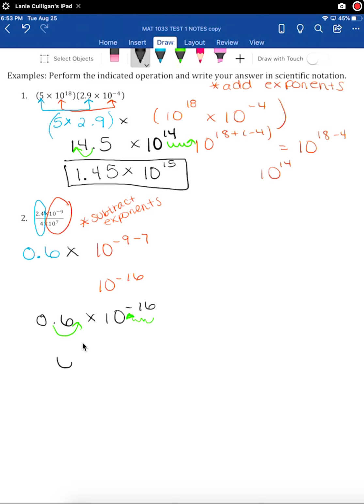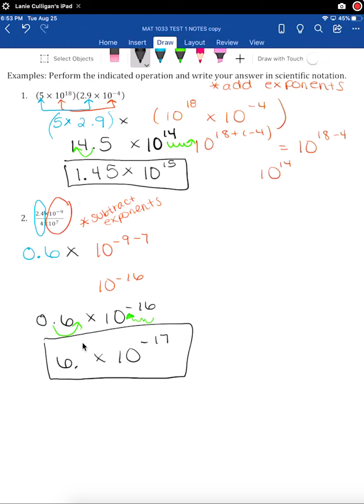So I have 6 times 10, because I moved the decimal, so it'd be like 6.0, times 10 to the negative. The negative just tells me left or right. But 16, I need to move it one more time. So 1 more than 16 is 17. So 6 times 10 to the negative 17 power is my answer.